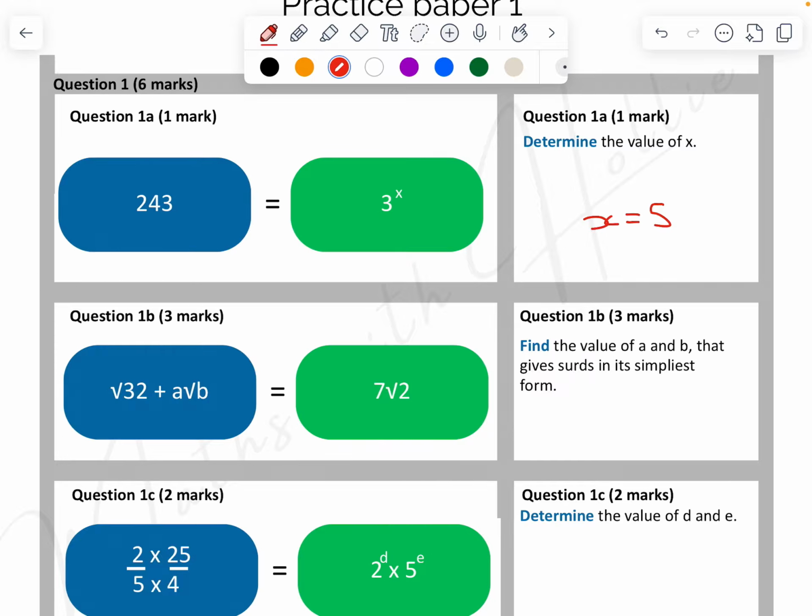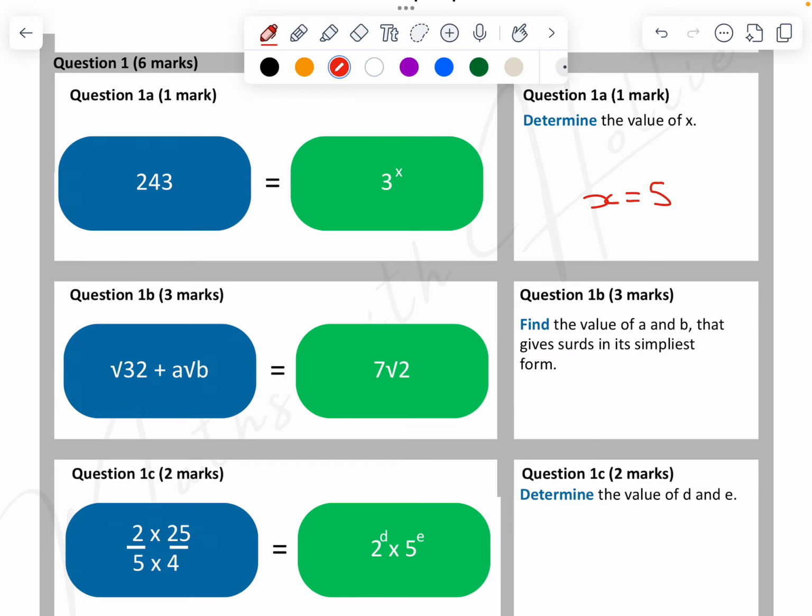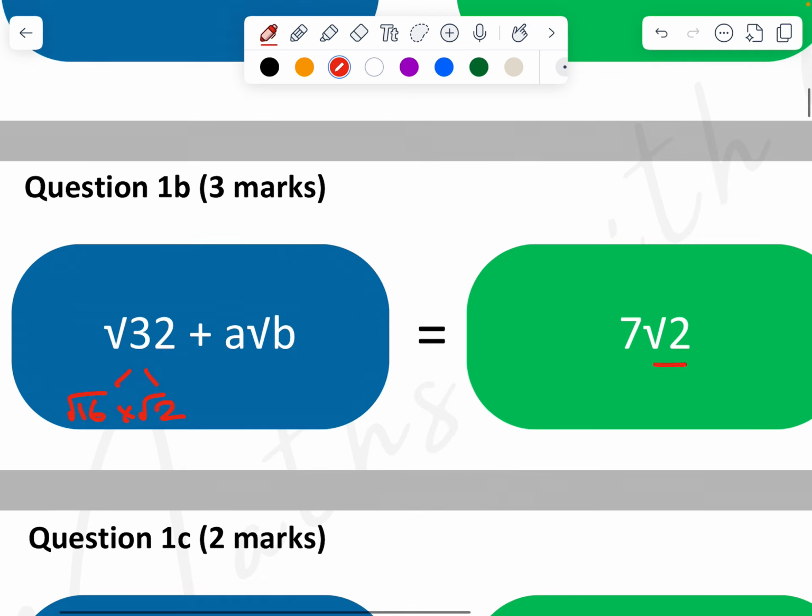The next question, for 3 marks, wants us to find the value of a and b and give the surds in the simplest form. If we're adding 2 surds together, we have to have both surds with the same root to be able to add or subtract them. And it gives us a clue here. We should be able to write them both as root 2. So first, let's simplify that first one. This is root 16 times root 2, and we know that root 16 is 4.